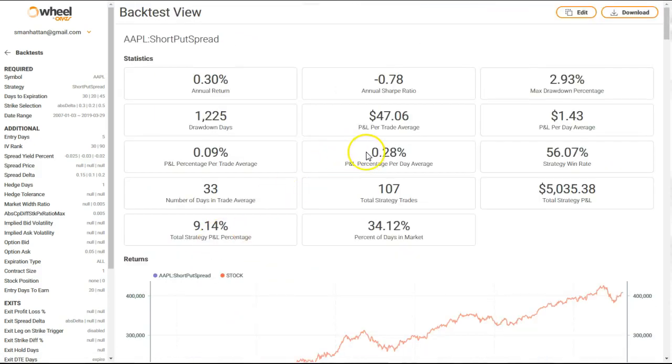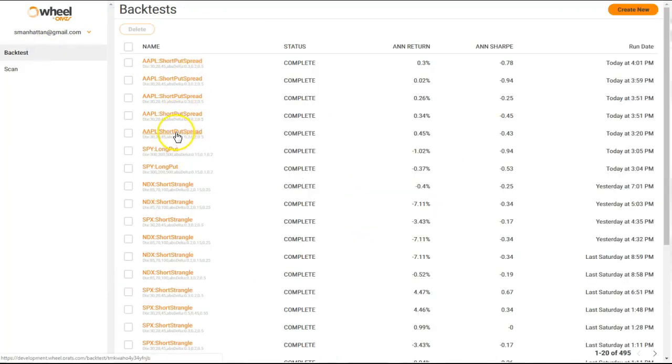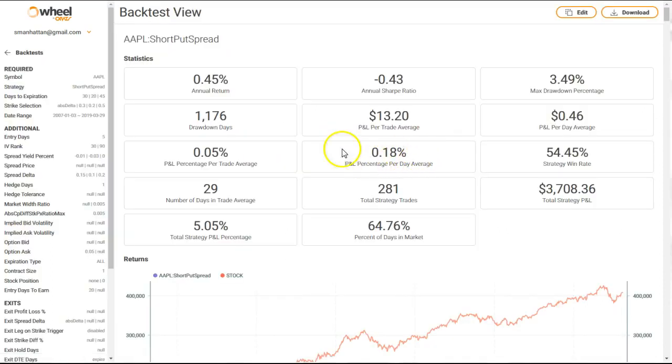However, what I like to look at is the P&L percentage per day. So that's 28 basis points. Let's compare that 28 basis points to the test that was in all the time, which was 18 basis points. So we'll wrap it up there, but that's showing that one of the ways to improve this test is to increase the spread yield percentage. You won't trade as much, but your per trade and your daily per trade average will be higher.